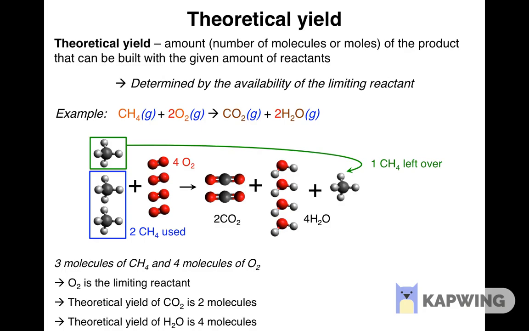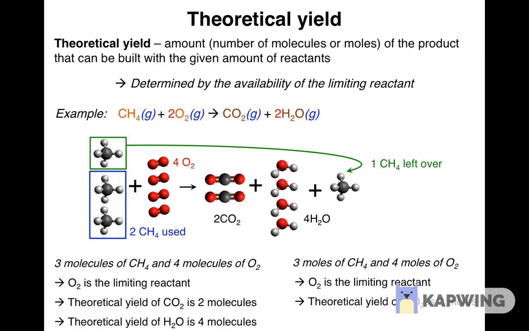So if 3 moles of methane and 4 moles of oxygen were available, oxygen would still be the limiting reactant. We need twice as much oxygen as we have methane to burn methane completely. The theoretical yield of carbon dioxide would be 2 moles, 1 mole for every 2 moles of oxygen, the limiting reactant. And the theoretical yield of water would be 4 moles, 1 mole per every 1 mole of oxygen reacted.